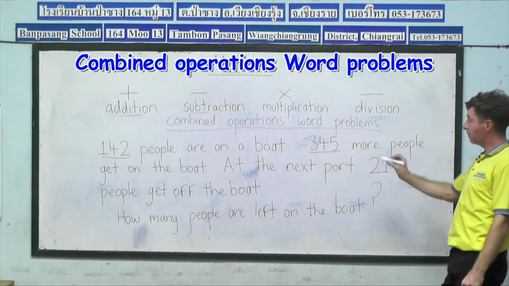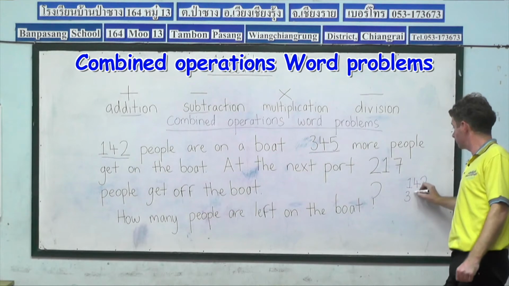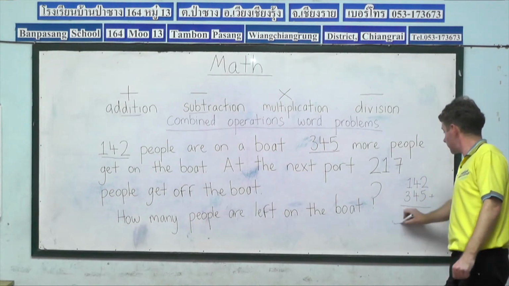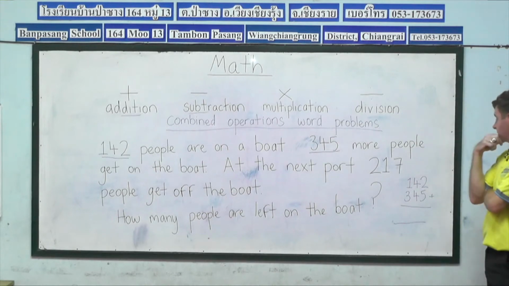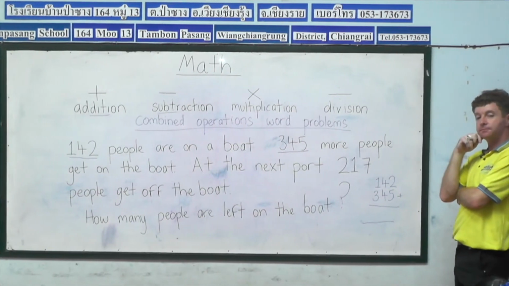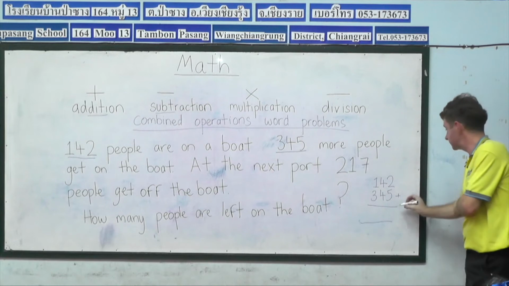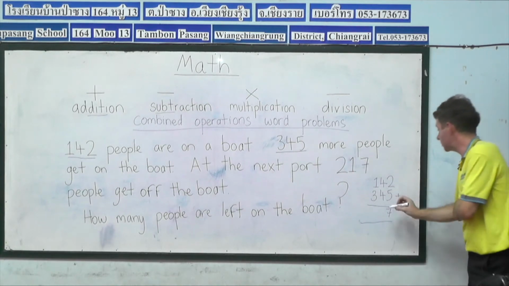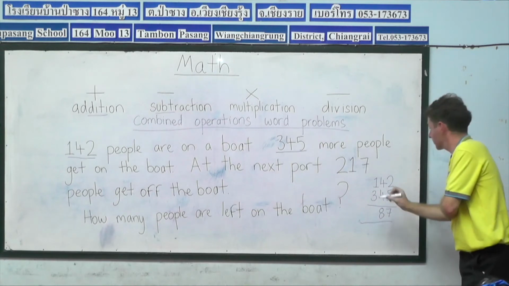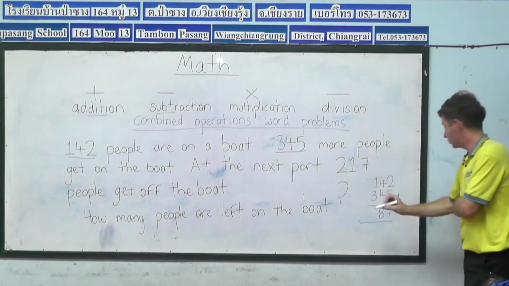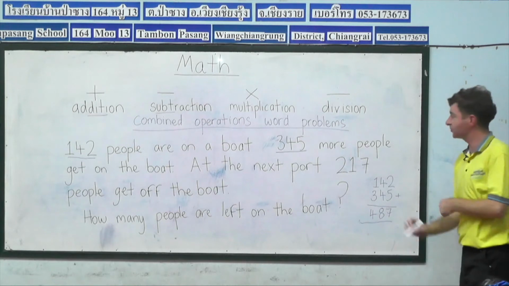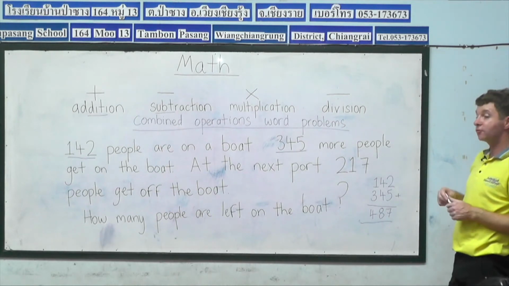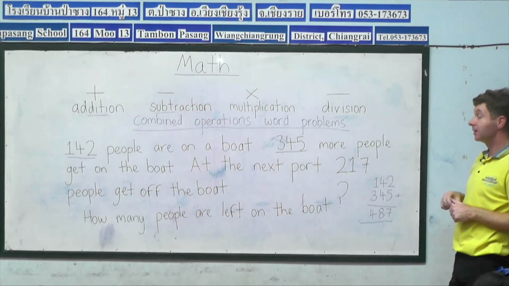Excellent. We have 142 plus 345. So our first calculation is like this. 2 plus 3 equals 5... So 2 plus 5 equals 7. 4 plus 4 equals 8. 1 plus 3 equals 4. So what's our answer to the first part of our word problem? 487. But are we finished yet?